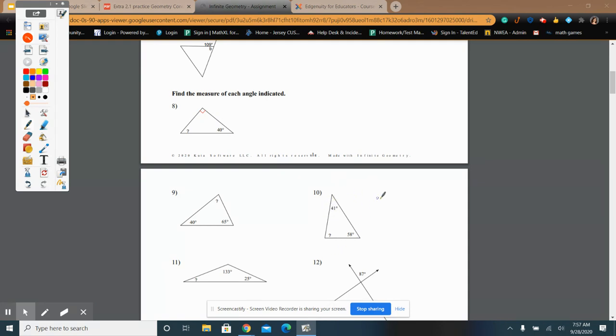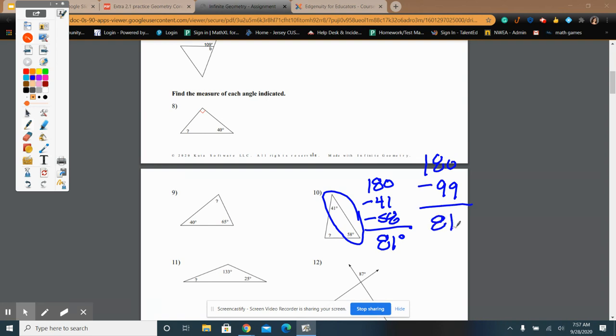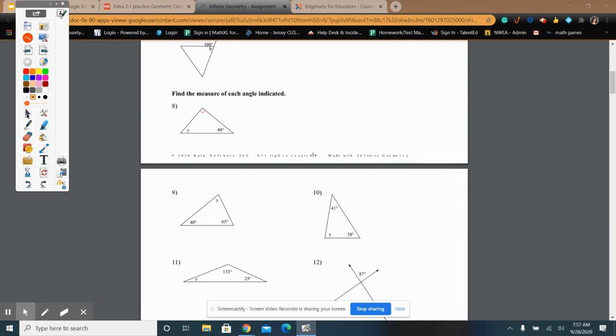Number 10, triangles add to 180. So once again, you can take 180 minus 41 minus 58 and get 81 degrees for the question mark angle, or you could take 41 plus 58, which is 99, and then take 180 minus 99 to get 81 degrees. We get 81 either way.